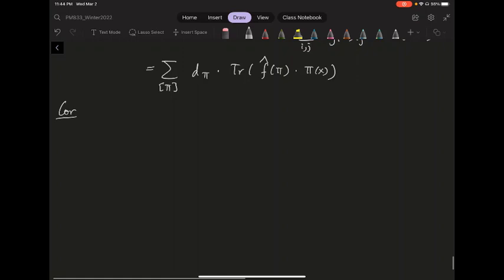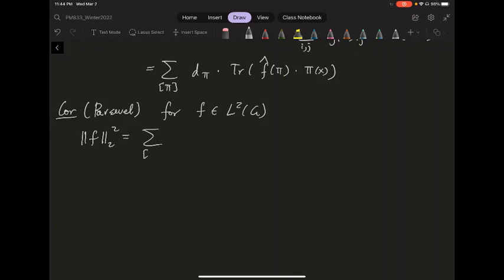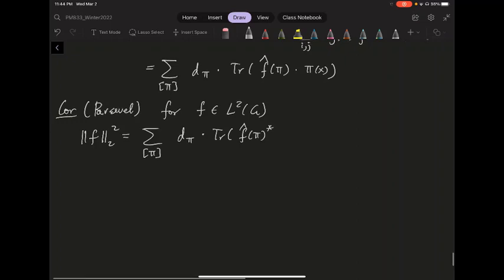As a quick corollary, this looks like Parseval's equality. If I have f inside the L2 of G, then the 2 norm of this f is essentially just the summation over all the equivalence classes of irreducible representations of d pi times the trace of the f hat of pi, complex conjugate, multiplied by the f hat of pi. Okay, so you do that.